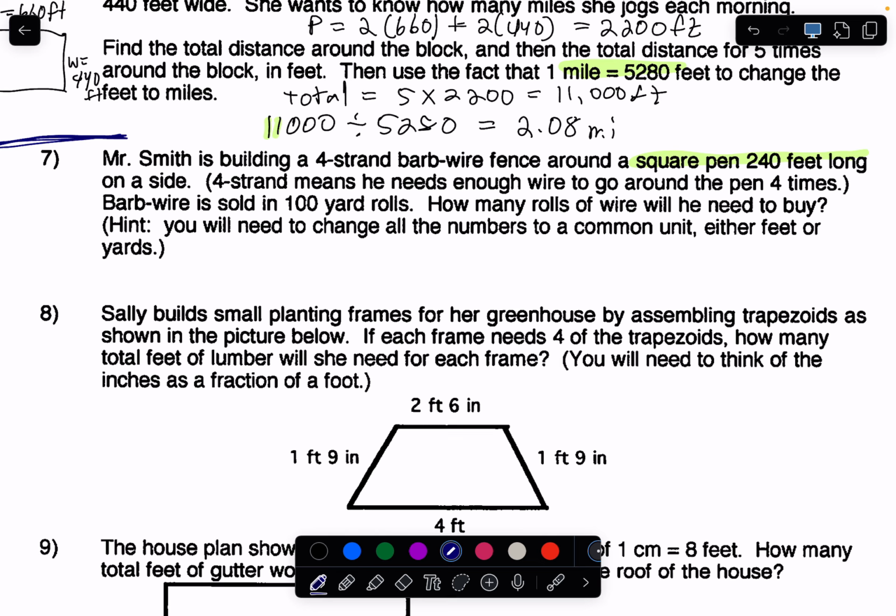I wouldn't go further with this problem until I actually drew a square, and you will find that Mrs. Hott is not the greatest artist, but I can give that information, just a visual, so that we can plop the information they told us. So they said that Mr. Smith did a 4-strand barbed wire fence around a square pen that's 240 feet long. So draw that picture. So put 240 feet.